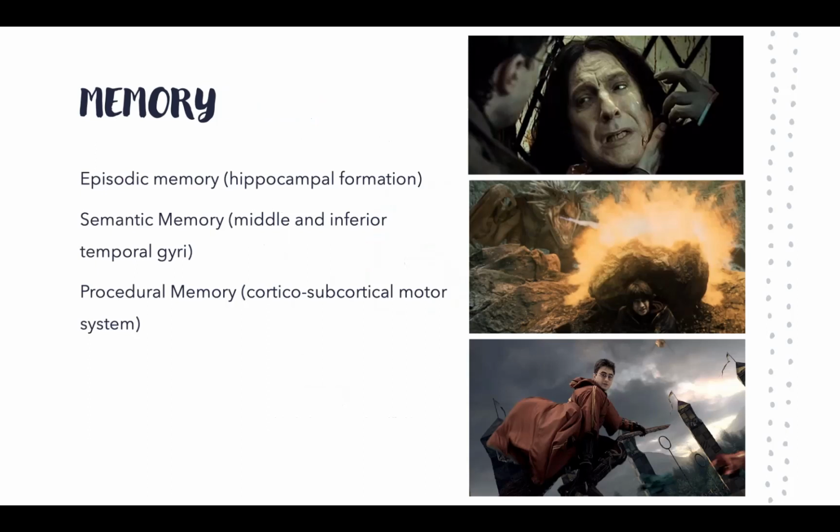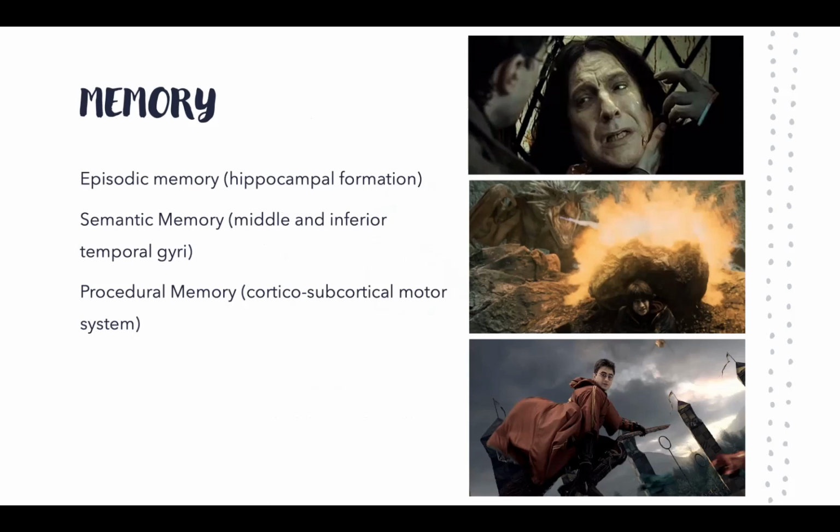So now we'll talk a bit about memory. There are 3 types of memories I'm going to talk about. Episodic memory, which is involved with our hippocampal formation. So what is episodic memory? This is memory that we relate back to our past experiences in our life.